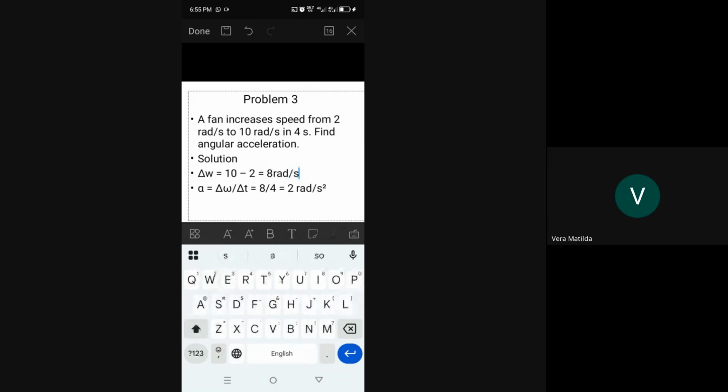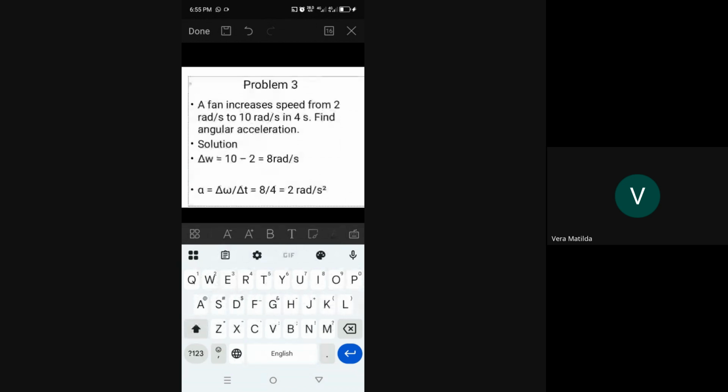Then change in time, you are given the time to be 4 seconds. It means it took 4 seconds for this to happen. Just write your formula, put those values there. 8 over 4 will give you 2 radians per second square. Don't forget, acceleration always has a square unit for time. That's why it's radians per second square.